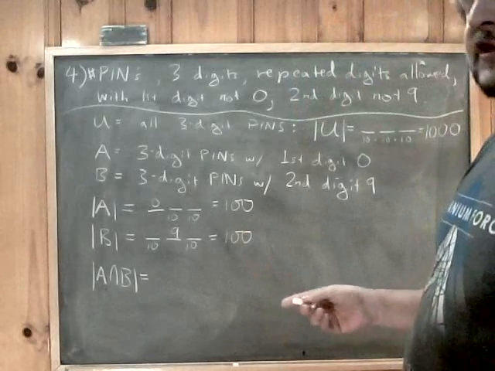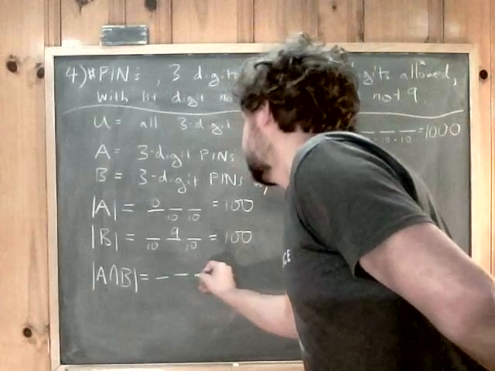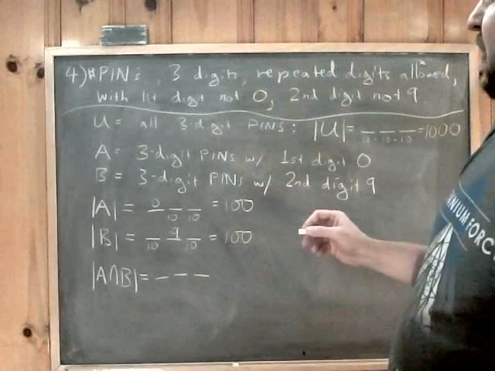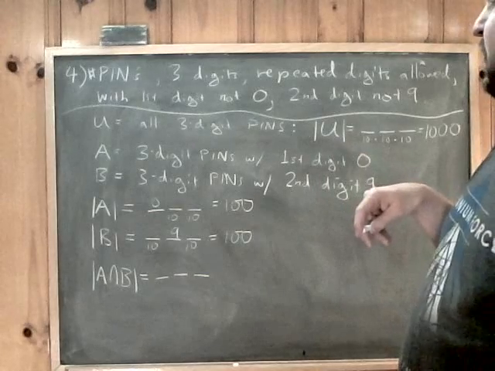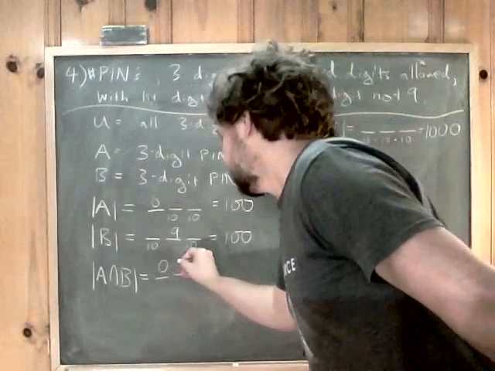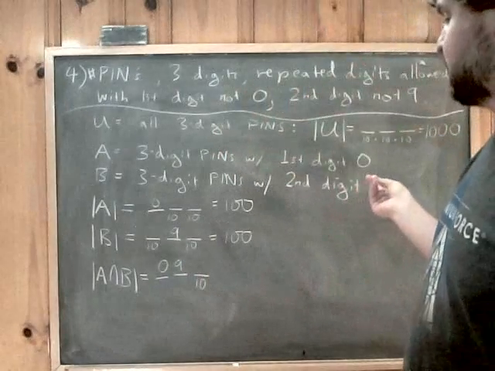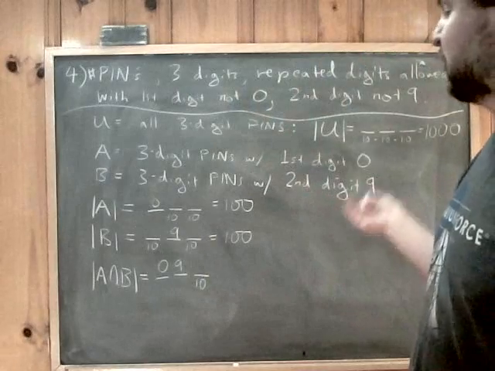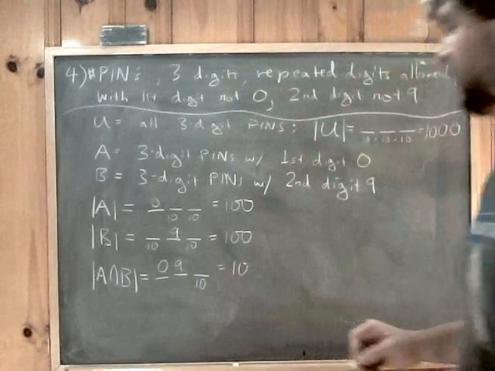And then we're interested in the intersection. That's where we have both in the set A and the set B, so both the first digit 0 and the second digit 9, which leaves only 10 total options, because there's only 10 ways to fill in that third digit.